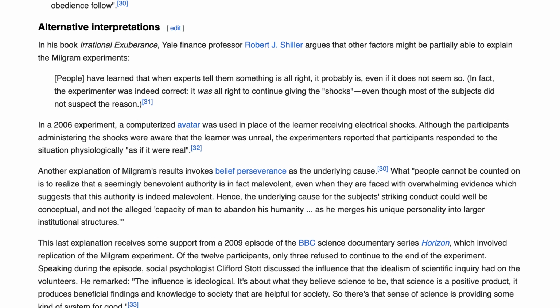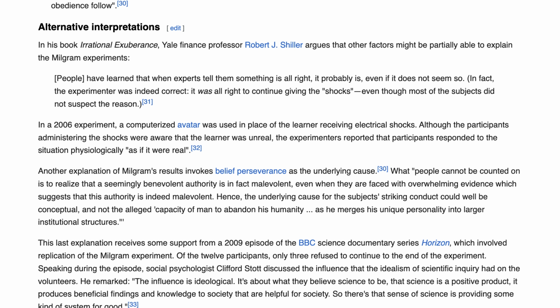Alternative interpretations. In his book Irrational Exuberance, Yale finance professor Robert J. Shiller argues that other factors might be partially able to explain the Milgram experiments. Subjects have learned that when experts tell them something is all right, it probably is, even if it does not seem so. In fact, the experimenter was indeed correct. It was all right to continue giving the shocks, even though most of the subjects did not suspect the reason.